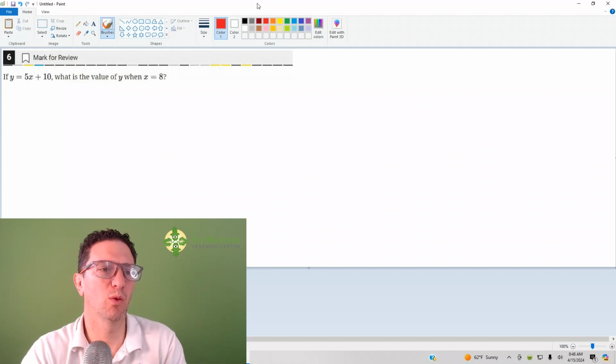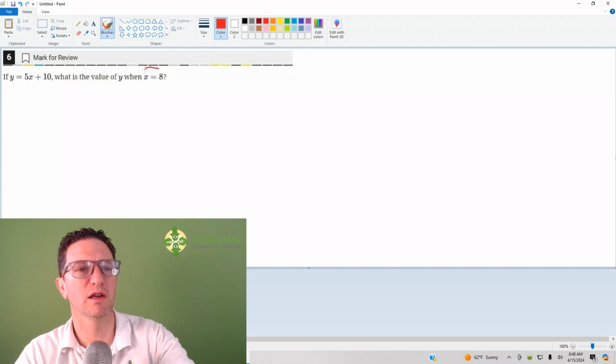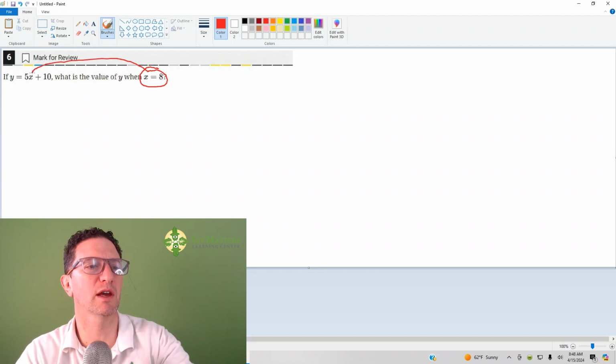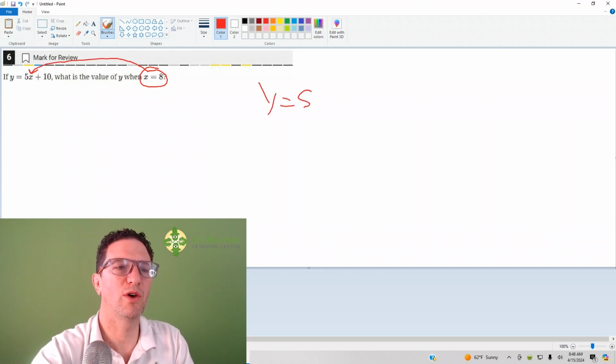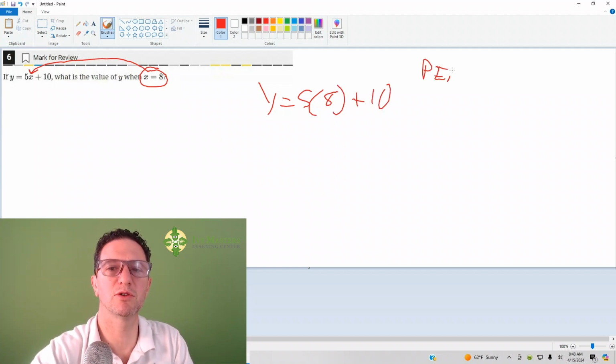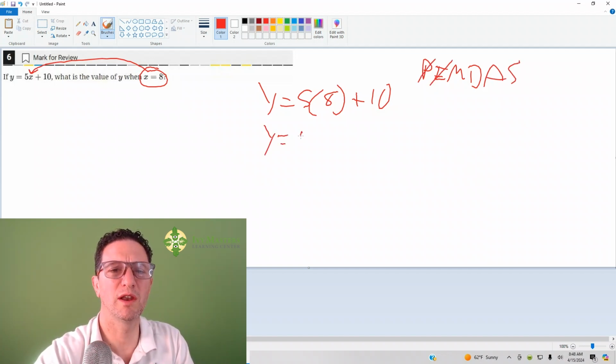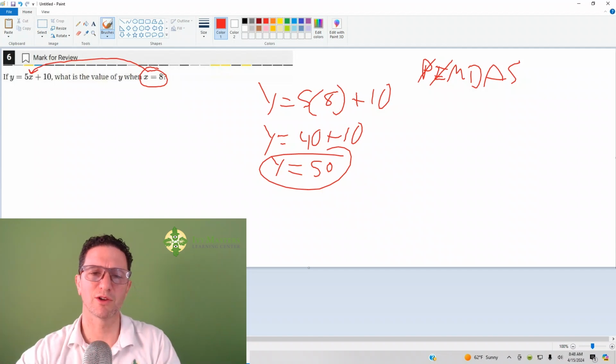Number 6 reads, in y equals 5x plus 10, what is the value of y when x equals 8? So if x equals 8, in place of x you put 8, and then you get y equals 5 times 8 plus 10. Remember PEMDAS, please excuse my dear Aunt Sally. There's no parentheses here, no exponents, you've got to do multiplication first. That would be left to right anyway, so it's unlikely you're going to screw that up. So y equals 50. That's going to be your answer.